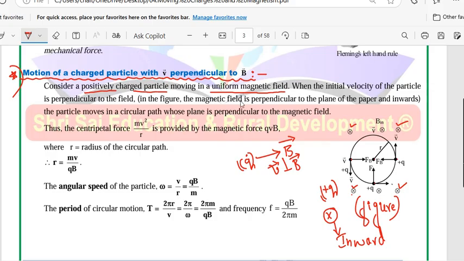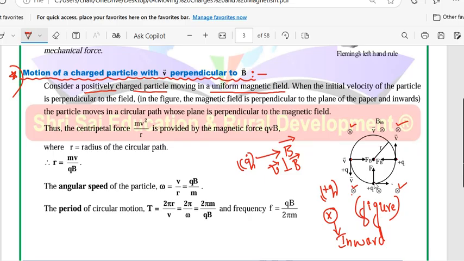So consider a positively charged particle moving in a uniform magnetic field. Let us consider that plus q is a charge here, which is moving in a uniform magnetic field B bar. So when the initial velocity of that particle is perpendicular to the magnetic field, that is inward. Okay. Now the particle moves in a circular path whose plane is perpendicular to the magnetic field.